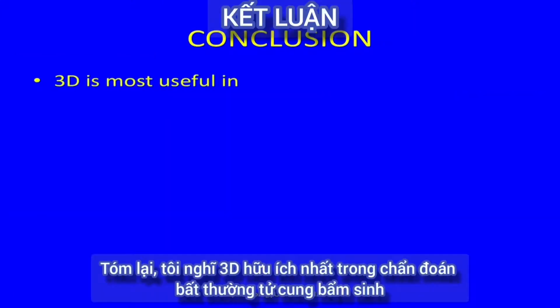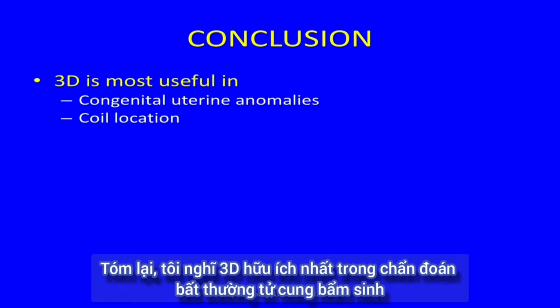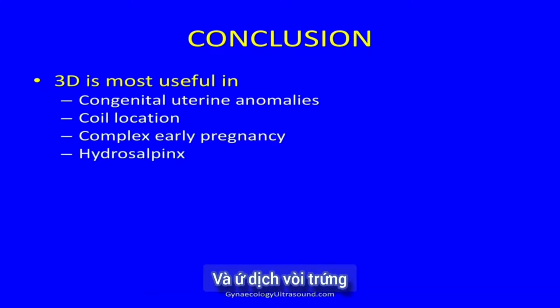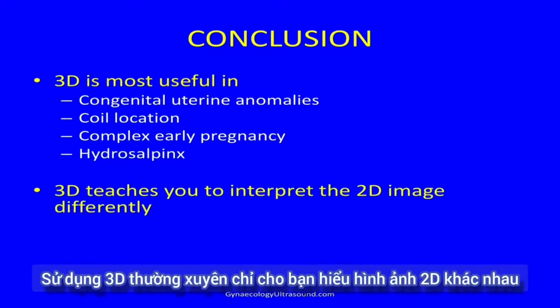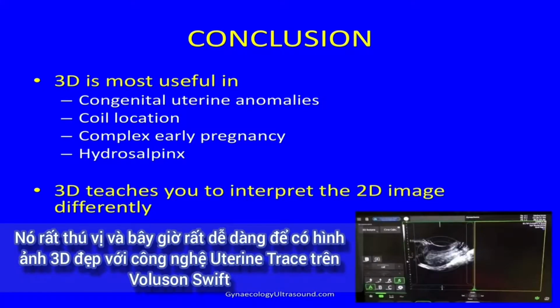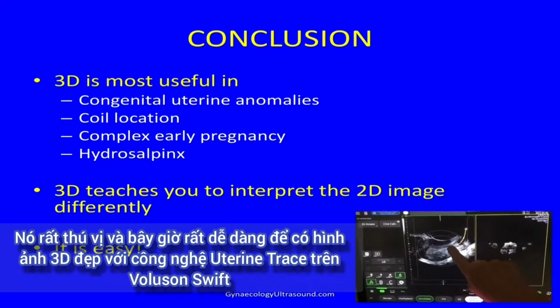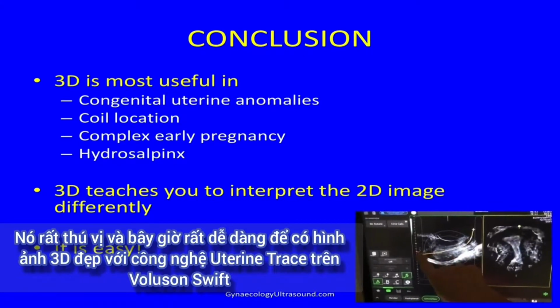So in conclusion, 3D is most useful, I think, in congenital uterine anomalies, in coil location, complex early pregnancy, and hydrosalpinx. Using 3D regularly teaches you to interpret the 2D image differently. It's very interesting, and it has become so easy to take a nice 3D image.